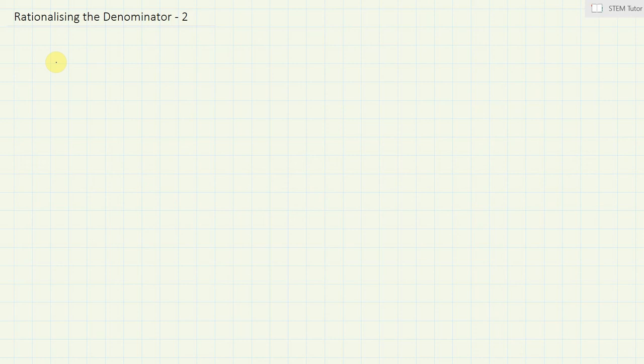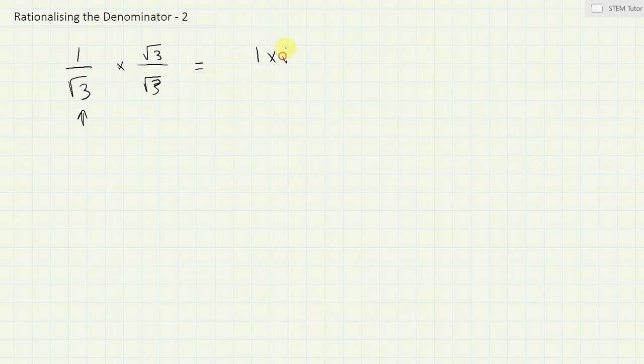Hello, in this video we are going to look at how you rationalise the denominator when you have more than one term in the denominator of the fraction. So just as a recap, up until now we have had, for example, 1 over root 3, and to rationalise this we multiply this fraction by the denominator of this fraction, both top and bottom. So effectively this is still 1, so we're not actually changing what the fraction represents.